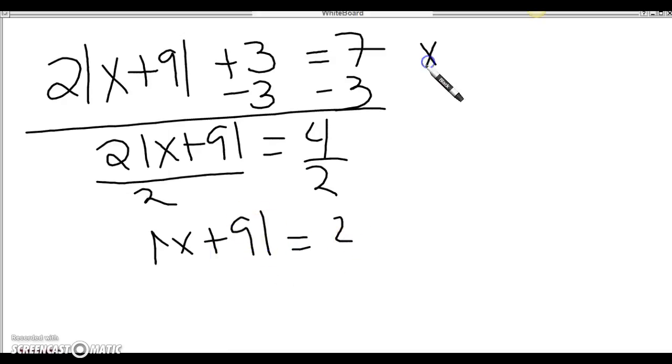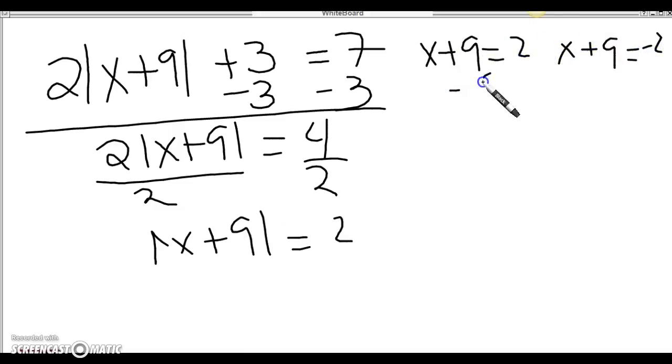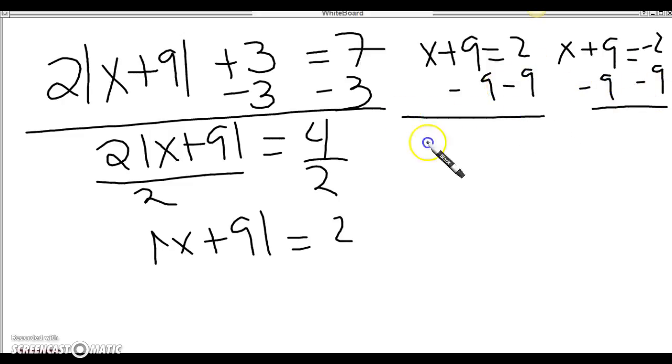So now I have x plus 9 equals 2 and x plus 9 equals negative 2. Subtract 9 from both sides for both equations. And I get x equals negative 7 and x equals negative 11. So now I can substitute back. Well, let's graph it first.